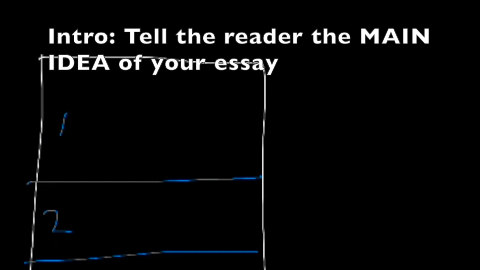In the introduction, you want to tell the reader what's the main idea of the essay. And in order to do that, you have to write your thesis sentence. So that's what the thesis sentence is. It's telling the reader the main idea of the essay. So once you've introduced it, and that's why we call it the introduction, you're introducing the main idea, you have to explain the idea. You have to give details.